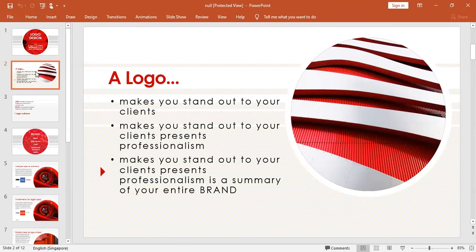And professionalism is a summary of an entire brand. That means if it is the logo of a photography organization or of a photographer, or the logo of KFC or Pepsi, that summarizes the whole organization, what they are doing, what the brand is, what their product is, and whatever they are doing. A logo will summarize everything in a small area, giving a brief idea of an organization, or even giving an idea of a photographer.